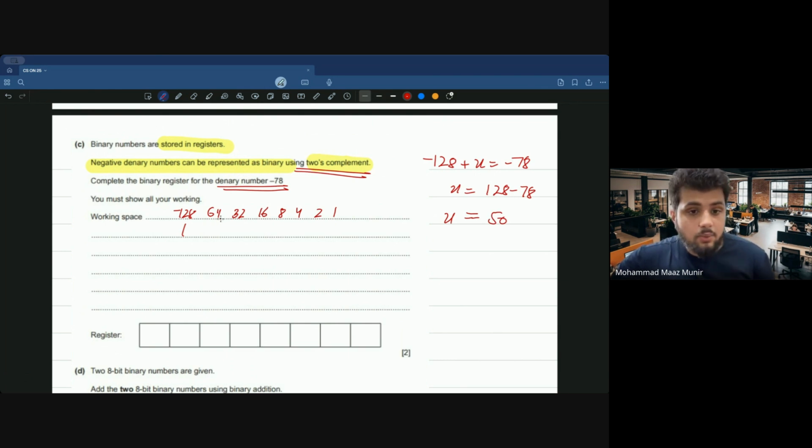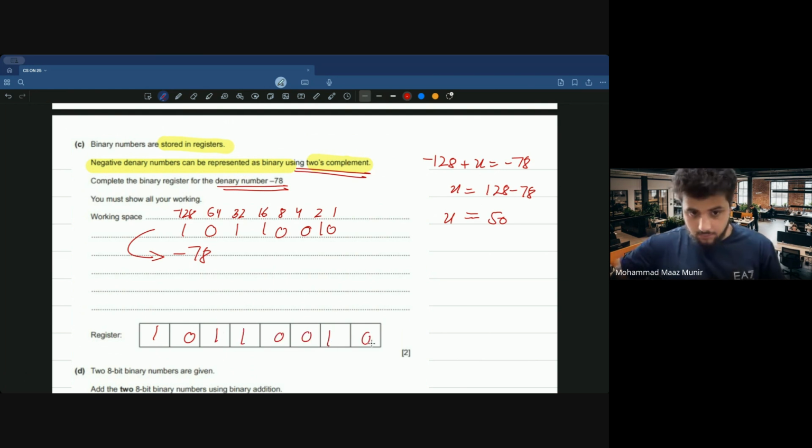How will I be doing it? Will 64 be on? No, it will be a 0. Is 32 on? Yes. 32 plus 16 is what? It's 48. 48 plus what is 50? It's 2. So this will be a 1. And then the other values are going to be a 0. So this is your -78. You're just going to write it like 10110010. And this is your answer. You get 2 on 2.